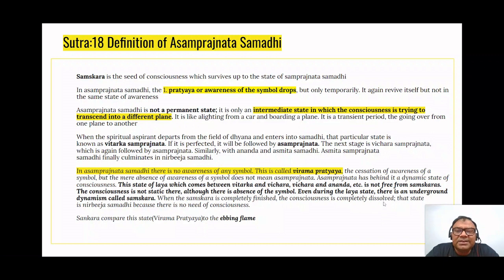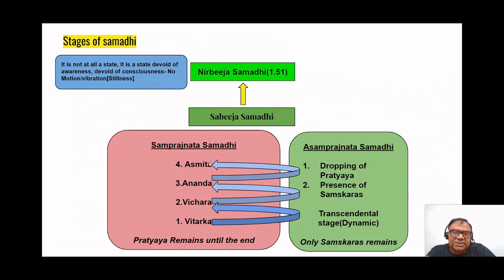Samskaras are nothing but the seed of consciousness which survives up to the state of Samprajnata Samadhi. That means till Samprajnata Samadhi there are samskaras, but again these samskaras remain at the Asamprajnata level. How? We'll understand it through this image. So what it says is, whenever you are at the Vitarka stage, to move from Vitarka to the Vichara stage, you need one stage in between, and that stage is nothing but Asamprajnata Samadhi. You cannot move directly from Vitarka to Vichara, Vichara to Ananda, Ananda to Asmita. No, you have to go through the intermediary stage, and that is called Asamprajnata Samadhi.